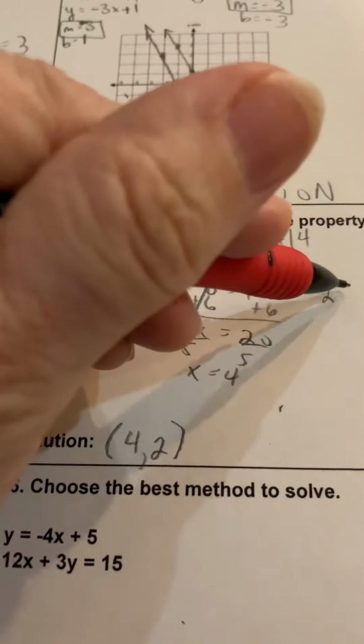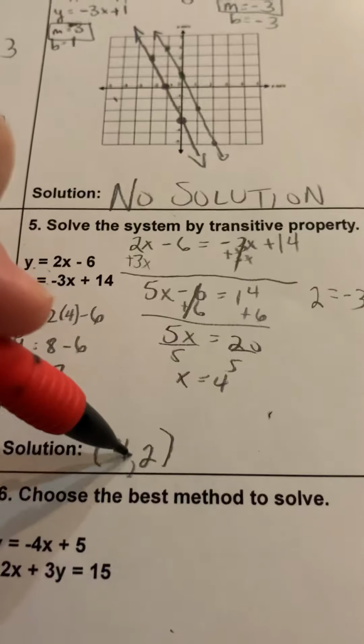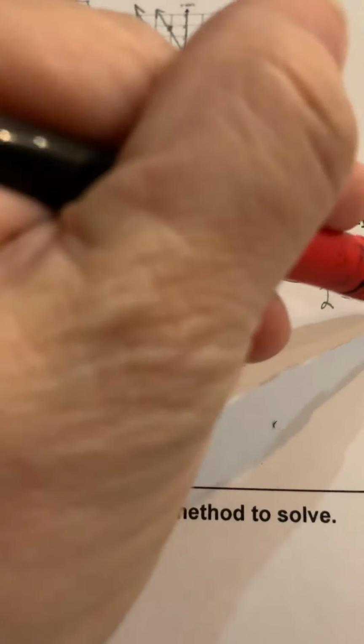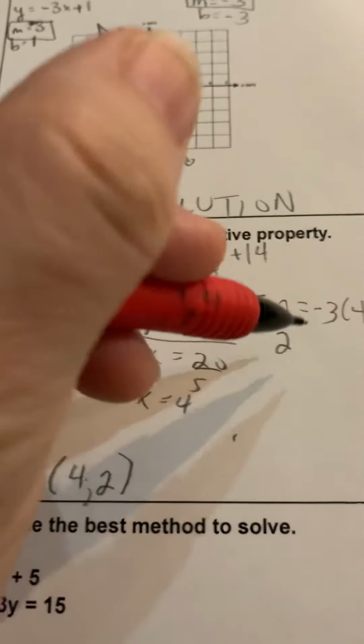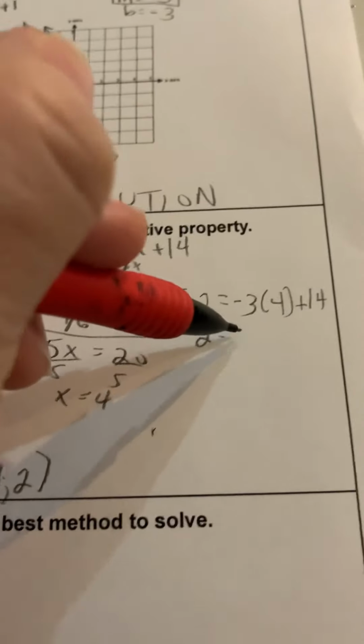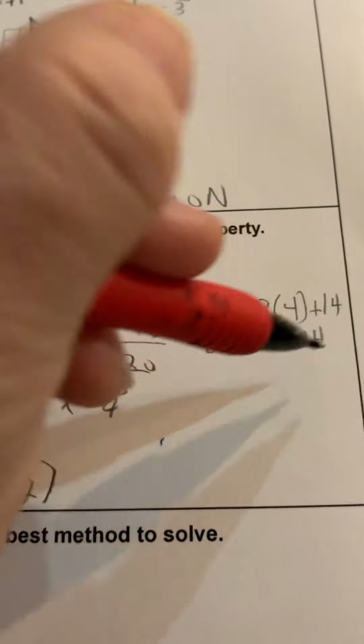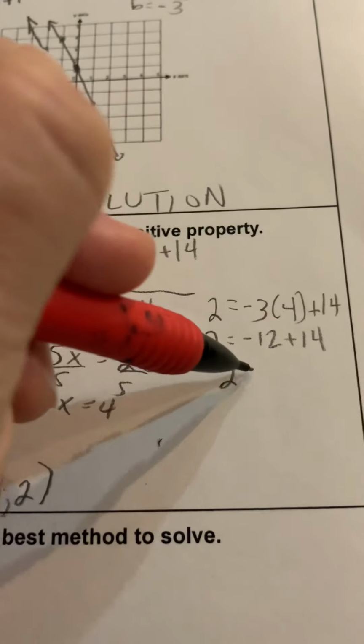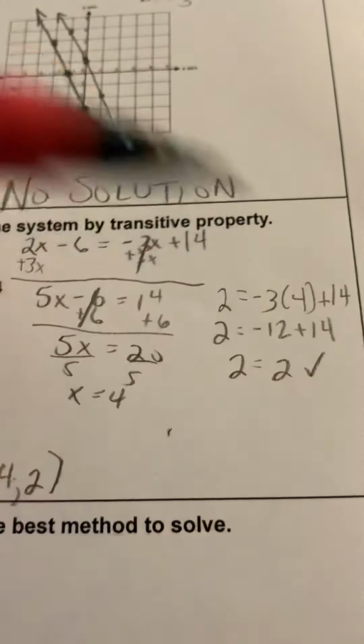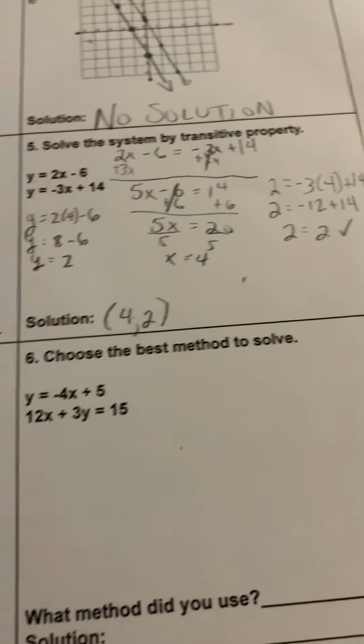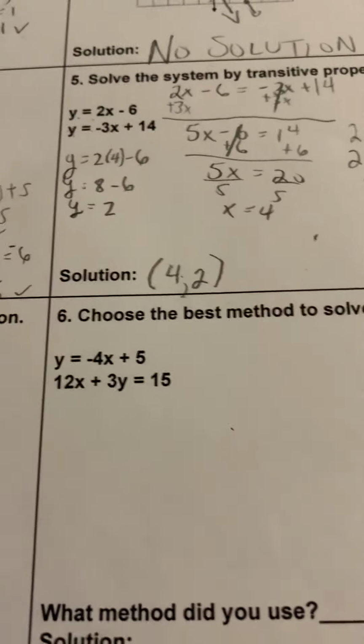Okay, and it equals negative 3 times 4 plus 14. So 2 equals negative 12 plus 14. 2 equals 2. Check. So if it equals each other, you know that that is the correct solution.